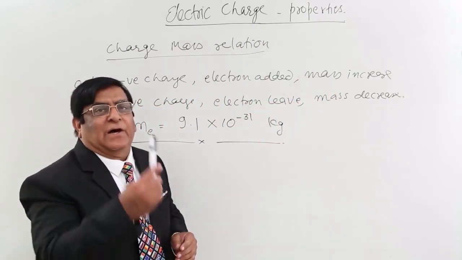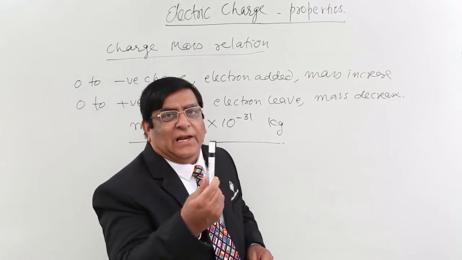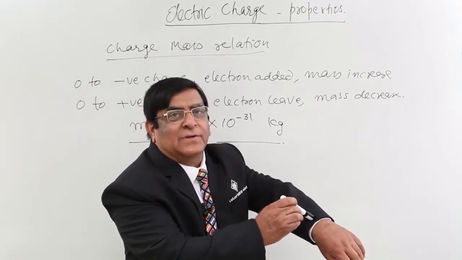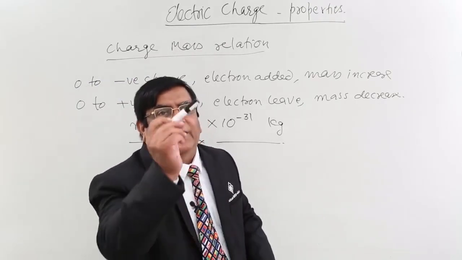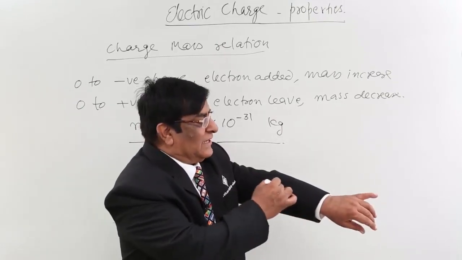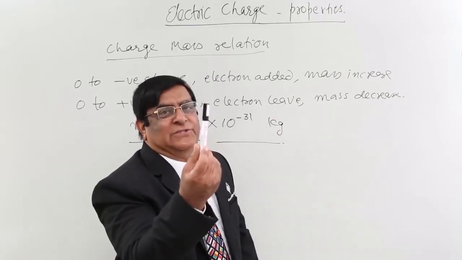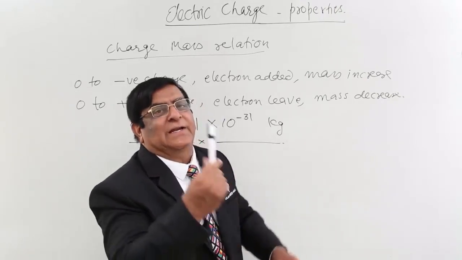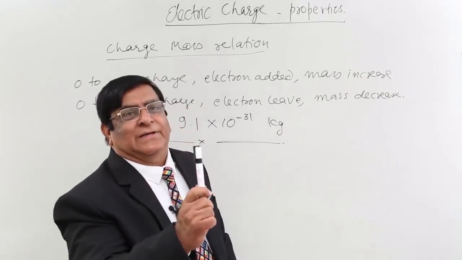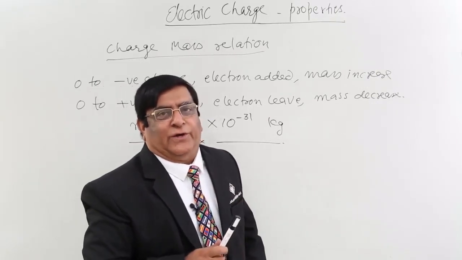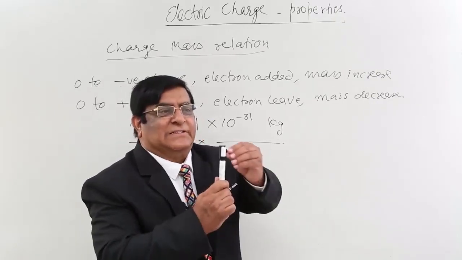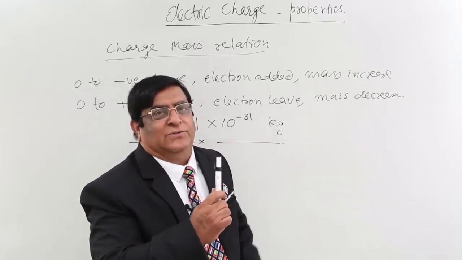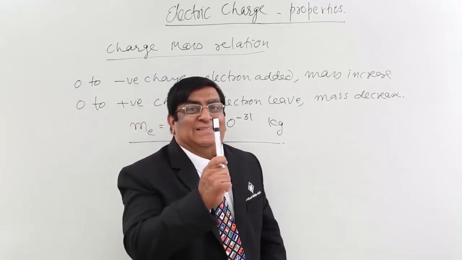The similar thing, how do I make it positive? A glass rod I rub. According to electron theory, it will leave some electrons with the cloth and this will become positively charged. Now, if this has left some electrons here, then its mass will decrease. So, every positively charged body has left certain electrons which have gone out. So, definitely its mass has decreased.